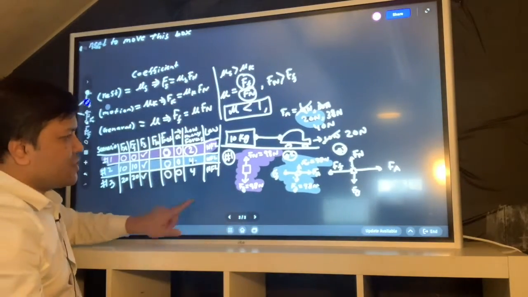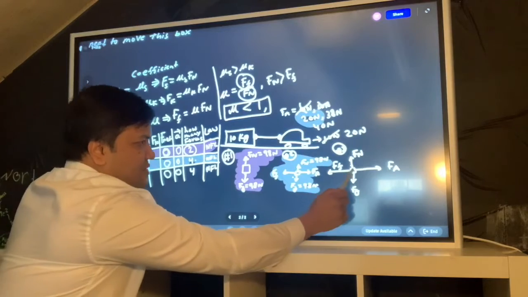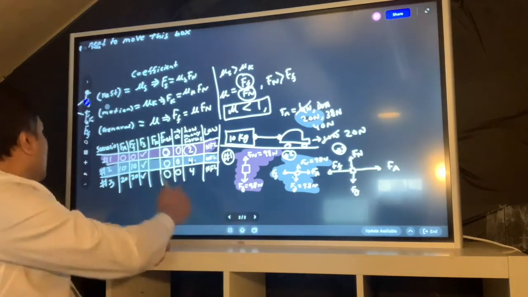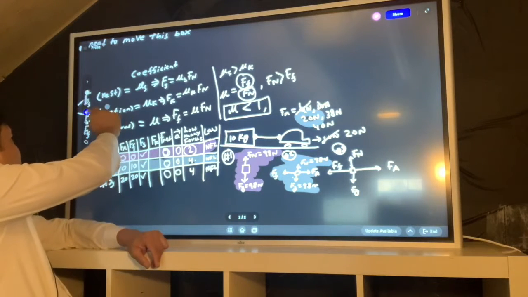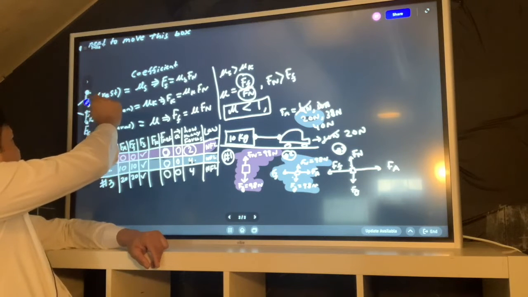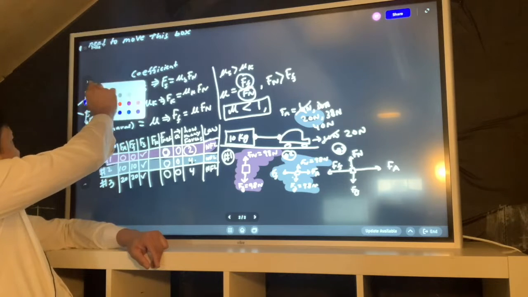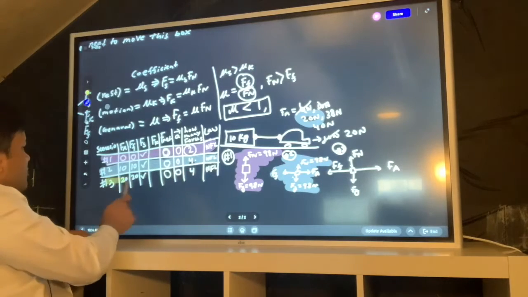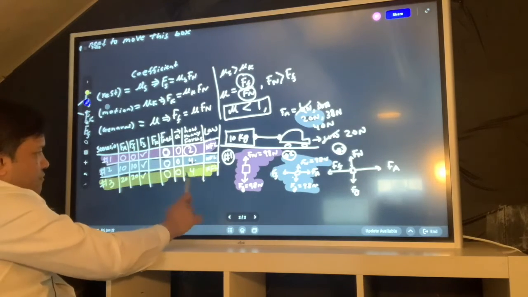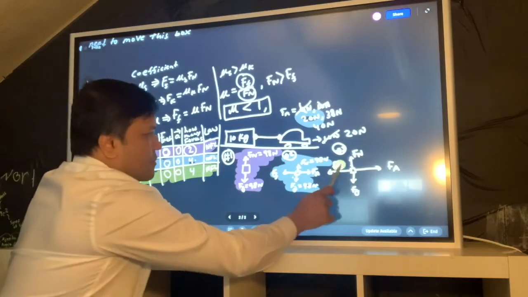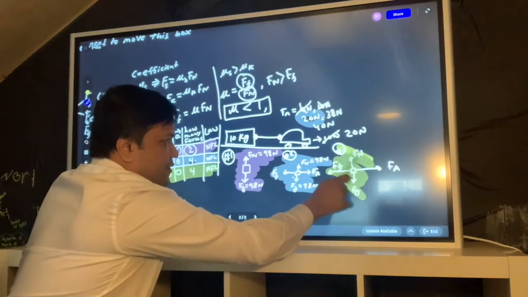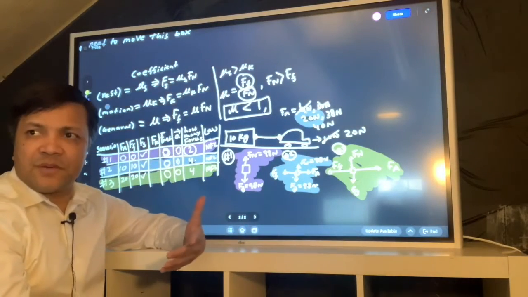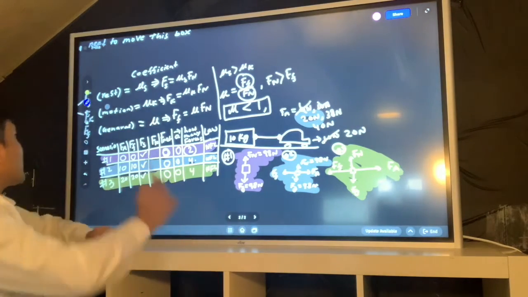So how many forces? This is 10 Newton, this is 20 Newton. That's why this is bigger. All right, so let's highlight them. Now you're going to do scenario number 4. So let's do scenario number 4.